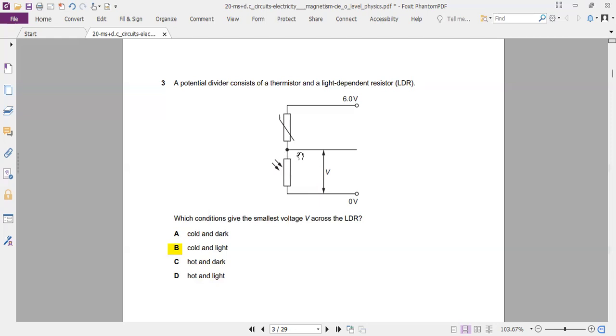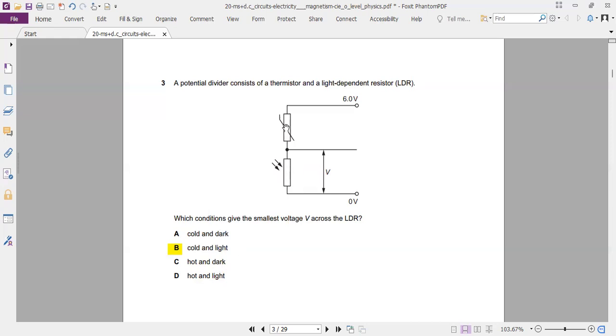So we are looking at the voltage across LDR, and in a potential divider, if the resistance increases, the potential difference across that component increases as well, because V is equal to IR and V makes it directly proportional to R. So we want maximum resistance across LDR. That means it should have a light to have its resistance maximum. So light ones are considered. First, reject A and C.